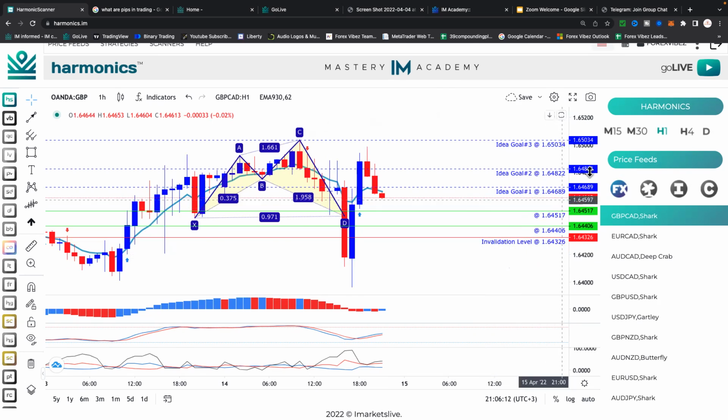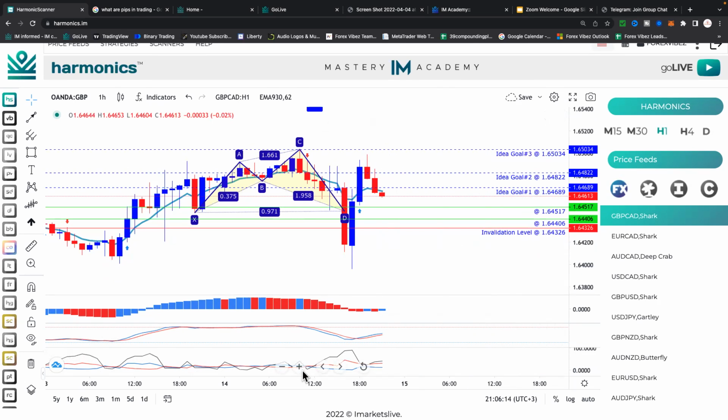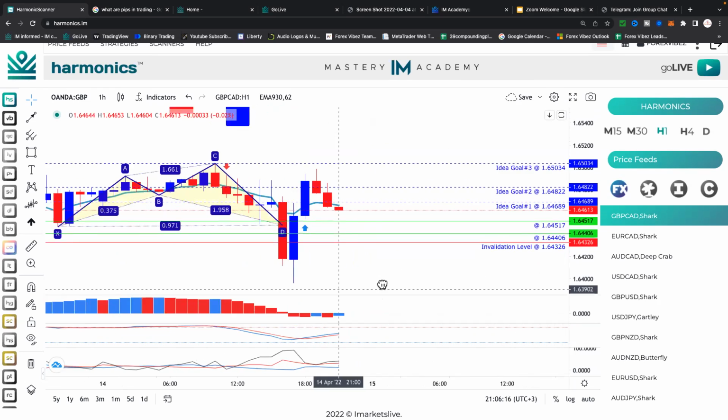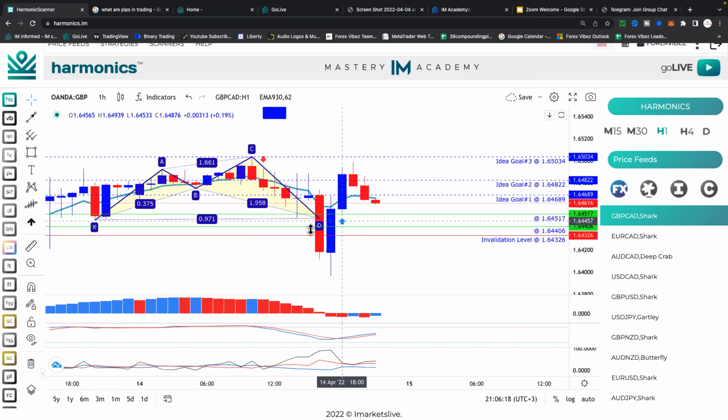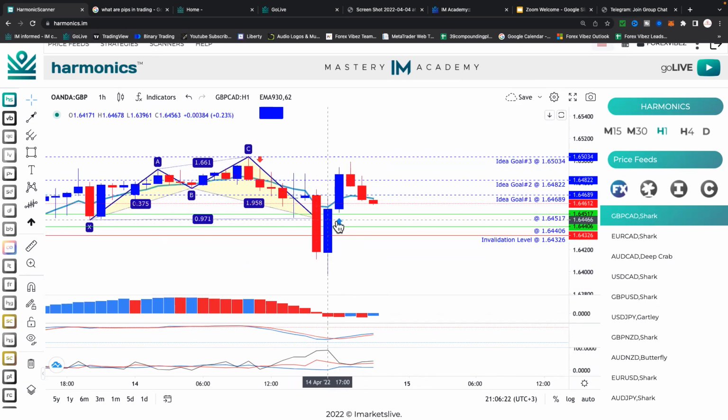Now, looking at this particular pair, it has already played out, okay? So how do I know that? Because anytime you're looking at the scanner, you're going to have your green line. So you're looking at the scanner here. It's looking at your candlesticks. Remember, you got your candlesticks. Red means sell, blue means buy. And then also, you see an arrow popping up here.